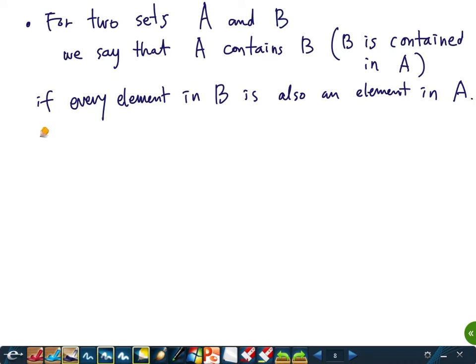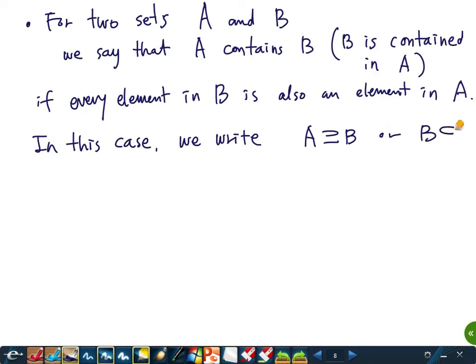Okay, let me begin. In this case, we write as follows. A contains B, something like this. Or they both mean the same thing: B is contained in A. These 2 mean exactly the same thing. There is a direction here, so this A contains.